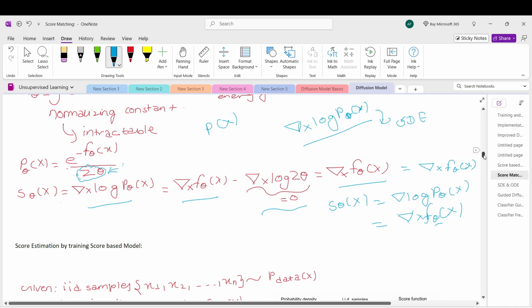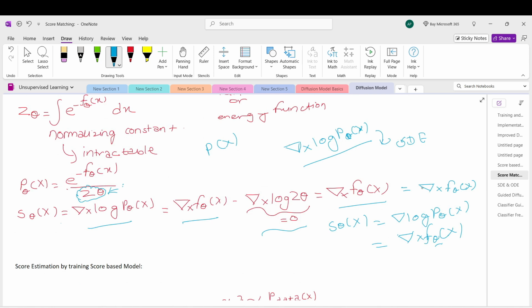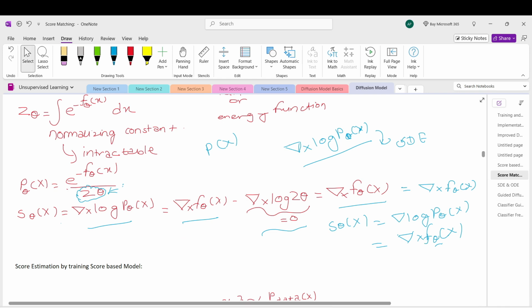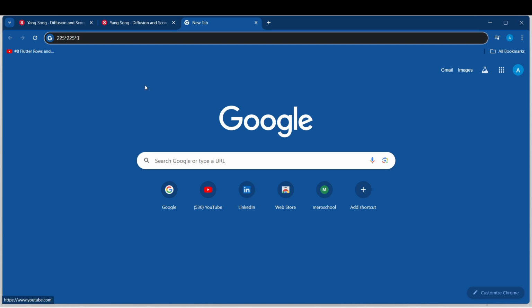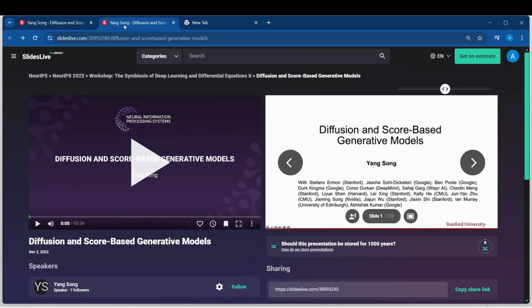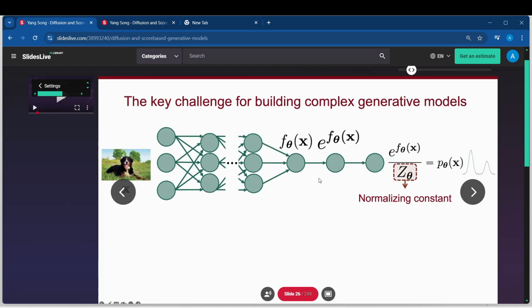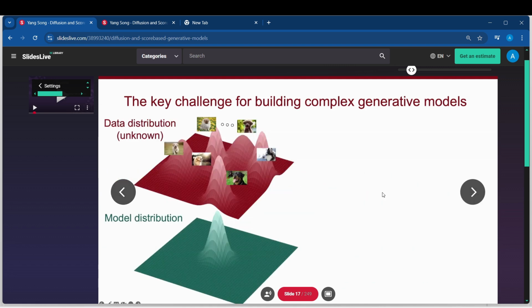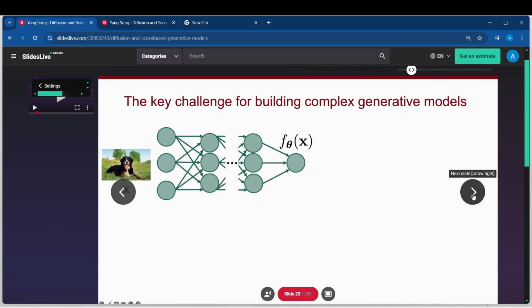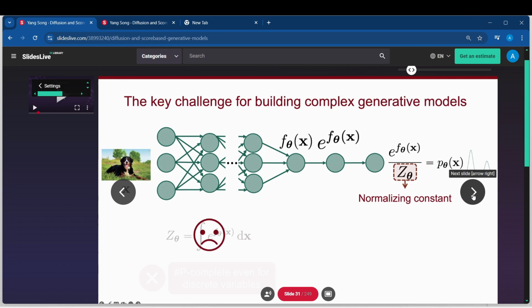And this is according to the slide by Yang Song. So I am going to show that slide. If I can show you the slide, he gives this approach.